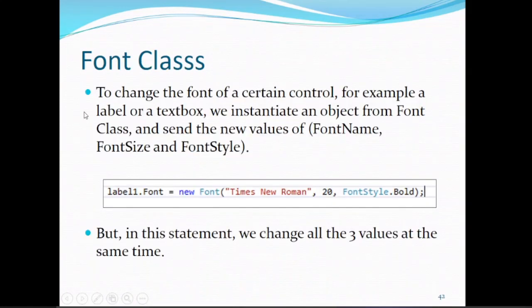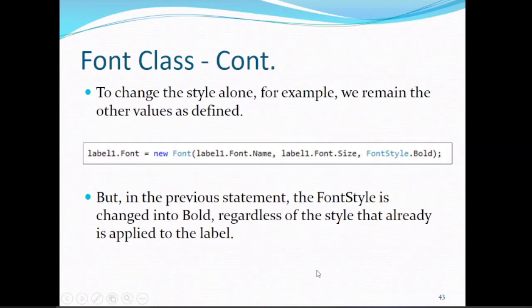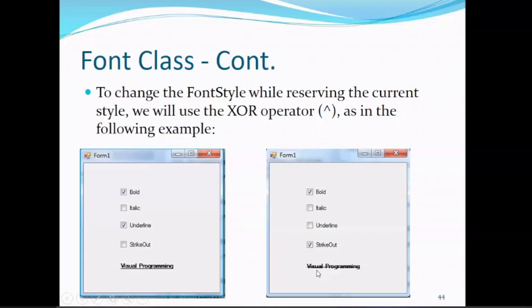And the font class. To change the font of a certain control, for example a label or a text box, we instantiate an object from the font class. As I told you already, we have to define the font name, the font size and the font style. These are all very simple, you can read them.